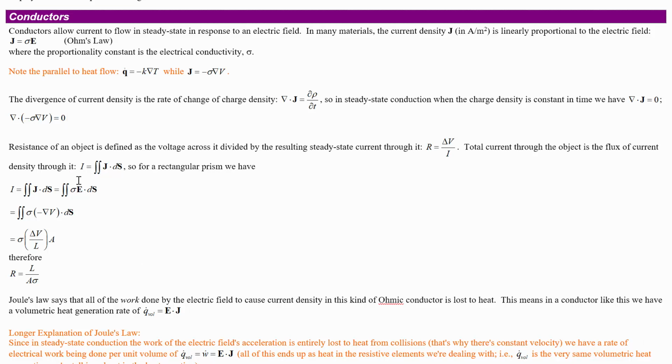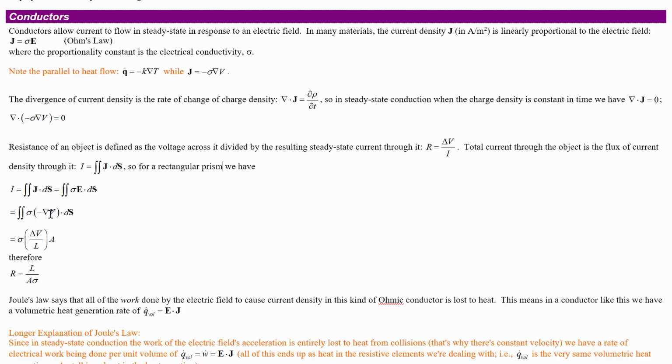Let's try and extract a little bit more meaning here. The resistance of an object is defined as the voltage across it divided by the resulting steady state current that flows through it. So this is how you maybe know Ohm's law. And how does this thing end up giving us this thing? Well, let's get there. So the current is the flux of the current density through some surface. And if we take a rectangular prism, because that's just an easy shape to talk about, the total current would be the integral of J across one of the ends, or maybe any of the cross sections inside, and this should be sigma E if Ohm's law works.